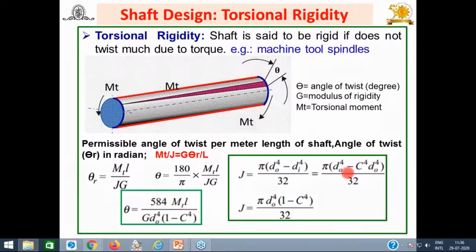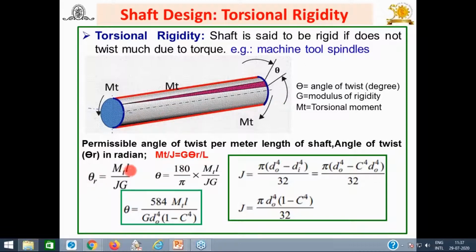Now let us see how to design the hollow shaft against torsional rigidity. The shaft is said to be rigid if it does not twist much due to torque. Now look at this diagram, the same figure I have used here. The shaft is subjected to a twisting moment. When it transmits the torque, there may be a possibility of twisting of the shaft. This angle of twist is denoted by theta in degrees. G is the modulus of rigidity and Mt is the torsional moment. Again, yesterday we already discussed the expression to find the angle of twist theta: Mt by J is equal to G theta by L, where L is the length, or you can use this equation.